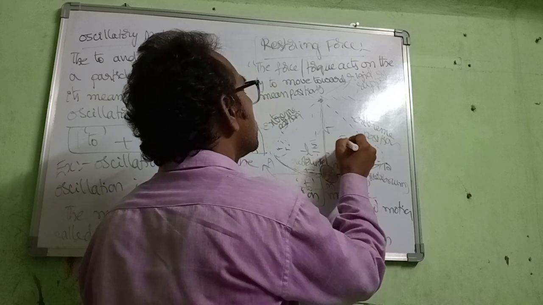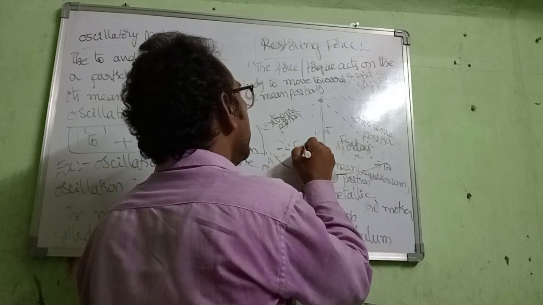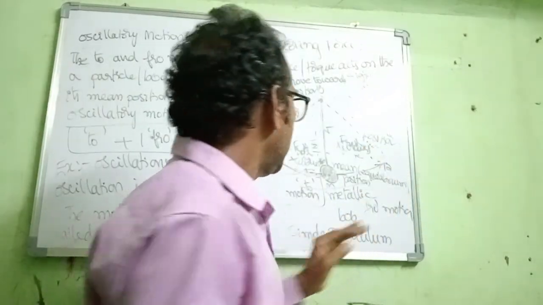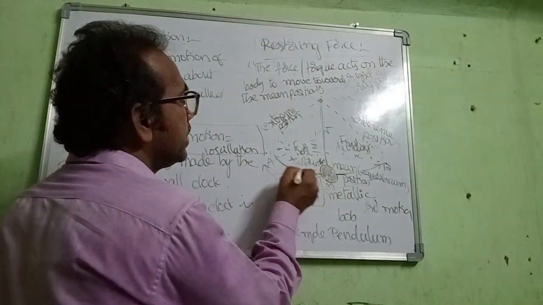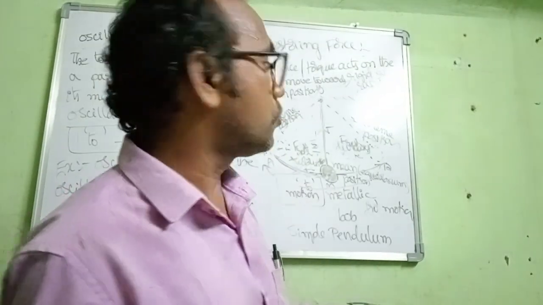Write here: restoring force, here increases, here decreases. Here, oppositely, there exists some force that acts, which is called the resistive force.